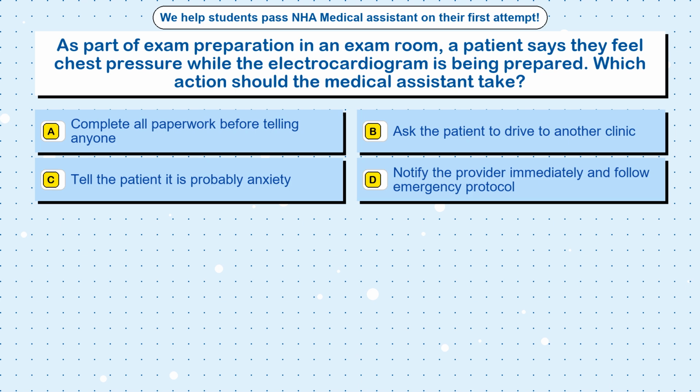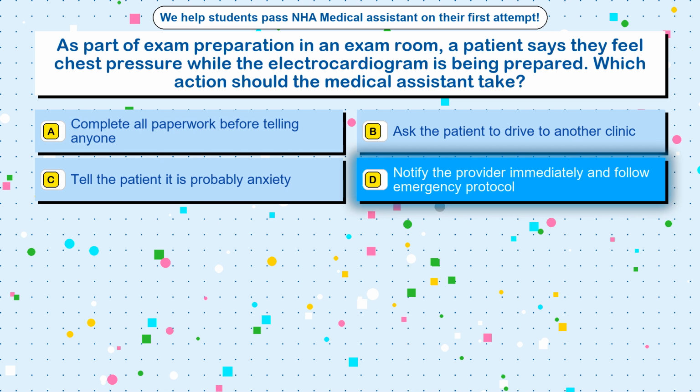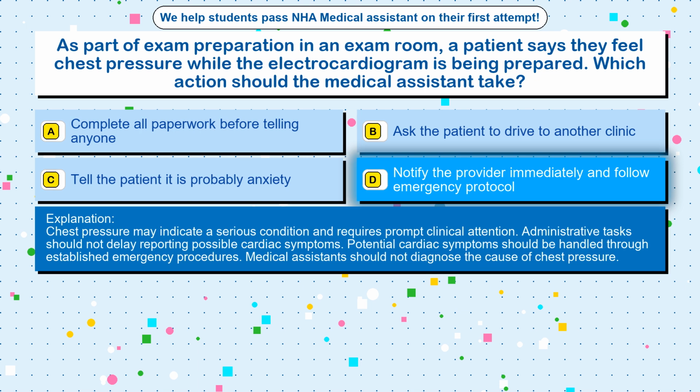Option D. Notify the provider immediately and follow emergency protocol. The correct answer is option D. Notify the provider immediately and follow emergency protocol. Chest pressure may indicate a serious condition and requires prompt clinical attention. Administrative tasks should not delay reporting possible cardiac symptoms. Potential cardiac symptoms should be handled through established emergency procedures. Medical assistants should not diagnose the cause of chest pressure.